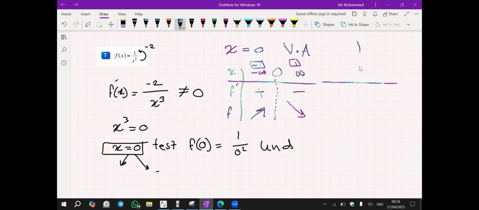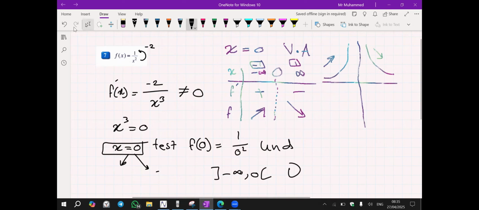And as you know, the graph of 1 over x squared is like this. The side is definitely increasing and the side is decreasing. If we write it as interval from negative infinity until 0, it is increasing. And from 0 until positive infinity, it is decreasing.